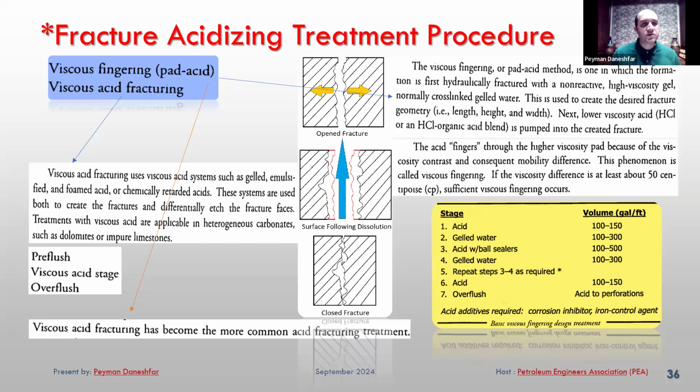Viscous acid fracturing uses systems such as a gel, emulsified or foam acid, or chemically retarded acid. These systems are used both to create the fracture and differentially etch the fracture faces. You can see that in viscous fingering or pad acid, what is the volume, how much volume we can use in our acid fracture. For example, for acid 100 to 150, but these are just a scale, not an accurate one.